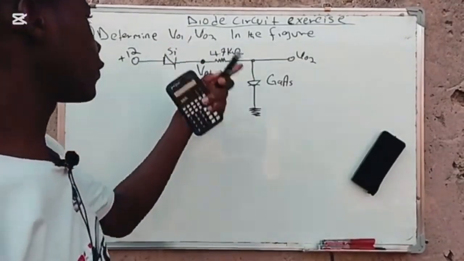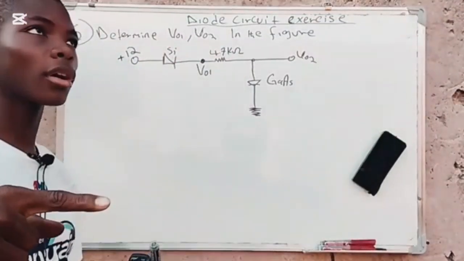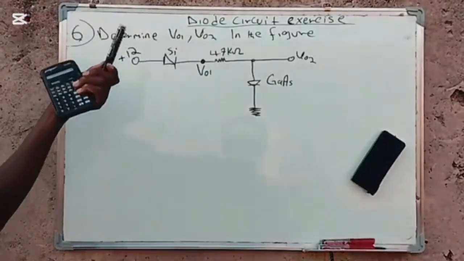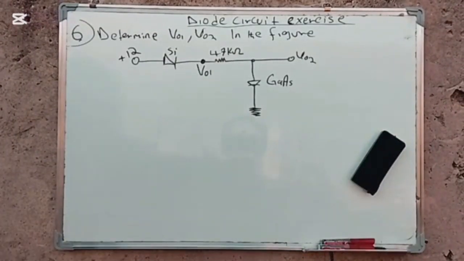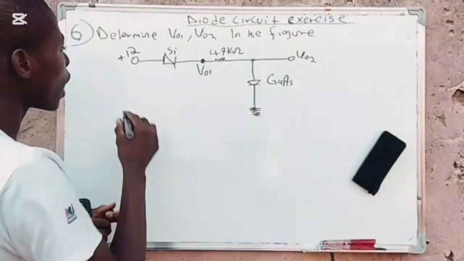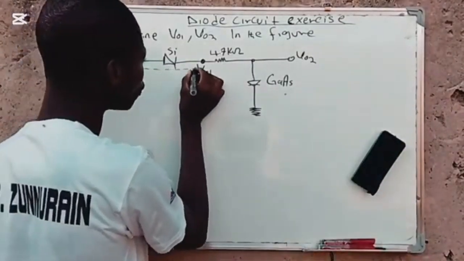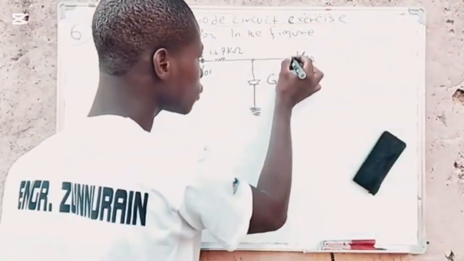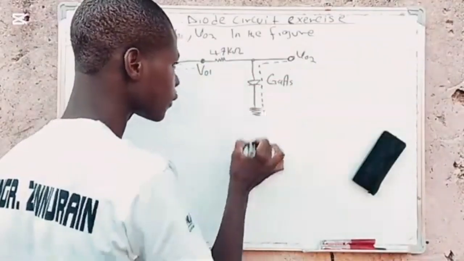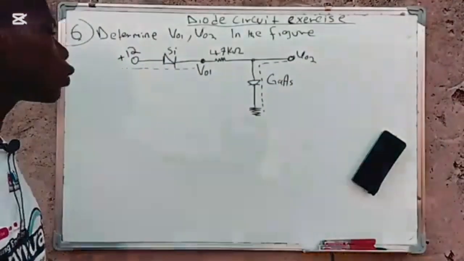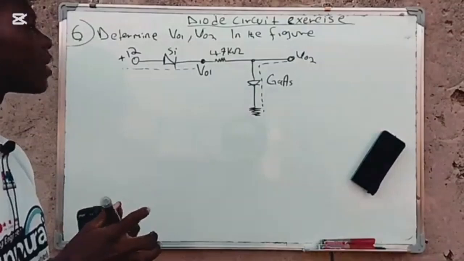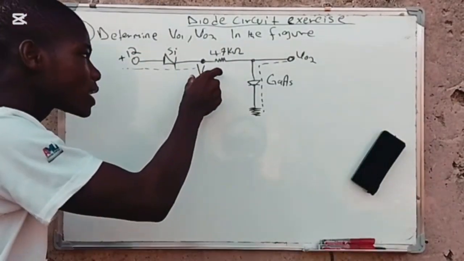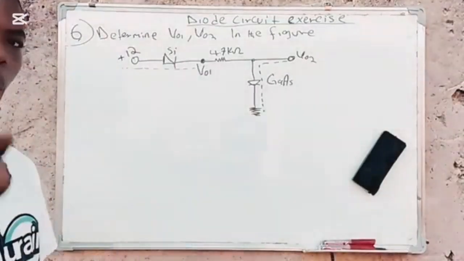Determine the VO1 and the VO2 in the figure. If you could recall, in the second video we talked about how to find the VO1 and the VO2. If we are to find the VO1, we start from here and stop at VO1, because we are looking for it. For VO2, we start from here and stop here. But you have to take note that the question does not say to find the current. So we are no longer finding current, we are just going to determine VO1 and VO2.